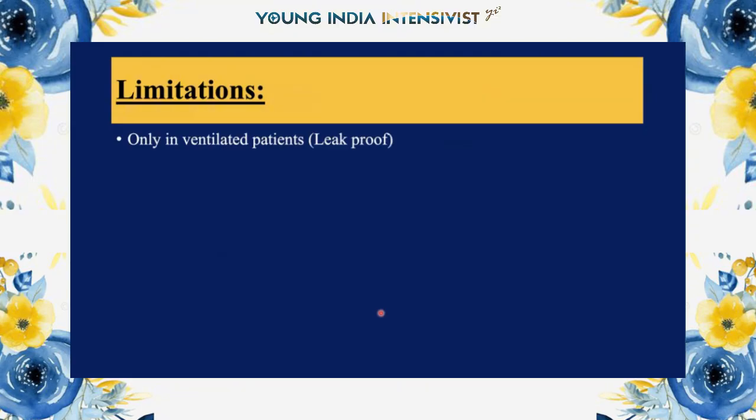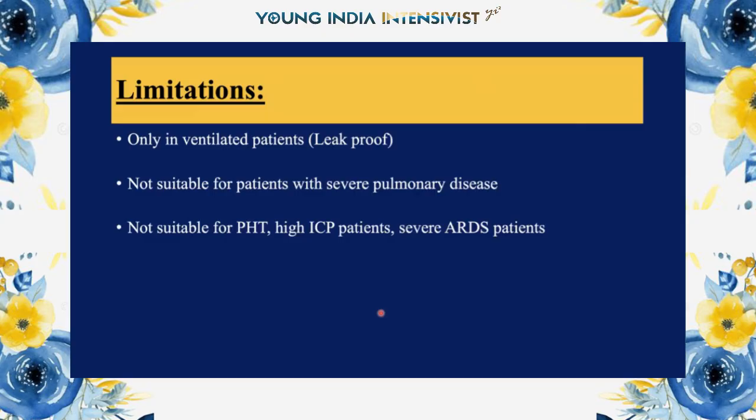What are the inherent limitations of the technique? It should be leak proof. In non-ventilated patients, it may not be reliable. If the patient has a leak, such as a tracheoesophageal fistula, alveolopleural fistula, or bronchopleural fistula, it may not be reliable. It is not suitable for patients with severe pulmonary disease. The entire principle is based on appropriate equilibration between your EtCO2 and PaCO2 values. When there is severe pulmonary disease, that equilibration gets lost, so it is not reliable.